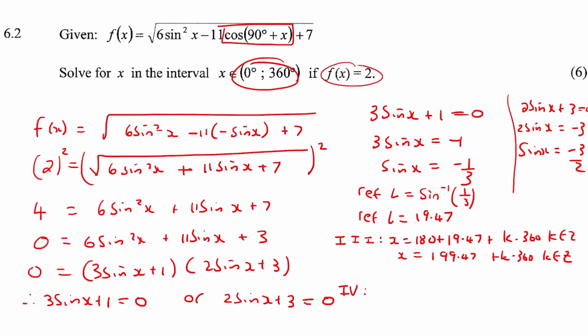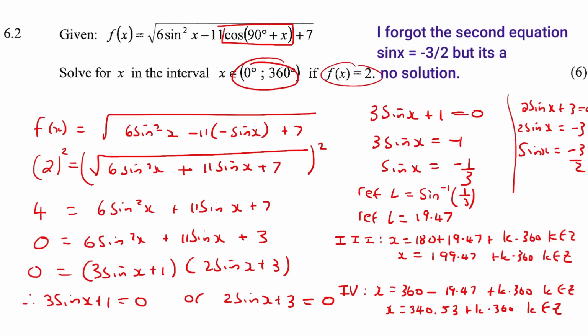And then for the fourth quadrant, you would say x equals 360 minus the reference angle plus k times 360, k element Z. And that's going to end up giving 340.53 plus k times 360, k element Z. Okay, but now because we have an interval here, 0 to 360, it's a specific solution kind of question. So if I make k 0, then I get 199.47, and that is actually the only answer for this one, because if you make k anything else, then it's going to end up causing the answer to go outside of that.